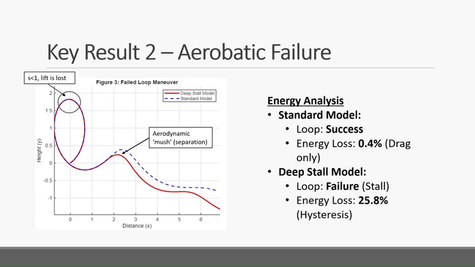I quantified this failure energetically. The stall model loses 25.8% of its total energy, compared to only 0.4% in the standard model. This confirms that stall is a hysteretic process. The potential energy lost during that downward mush is irretrievable, making the maneuver mathematically impossible to complete.